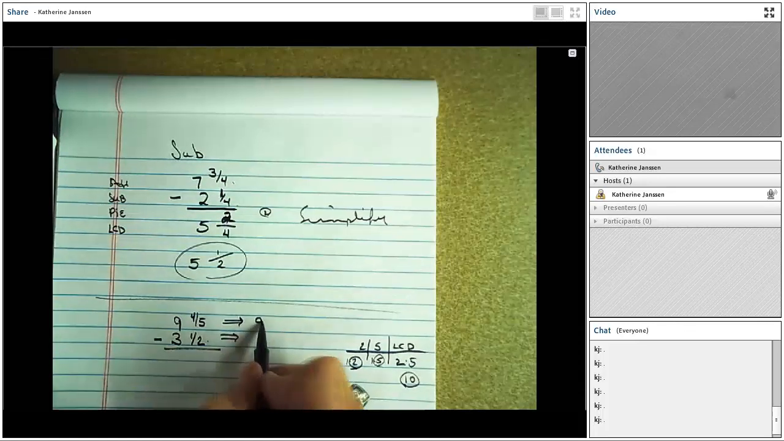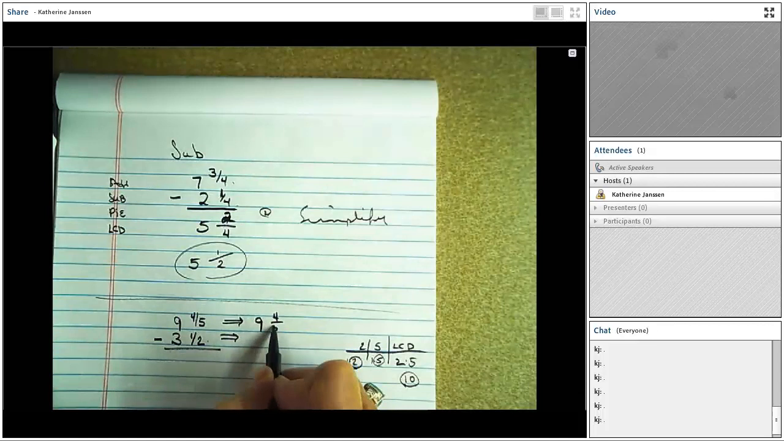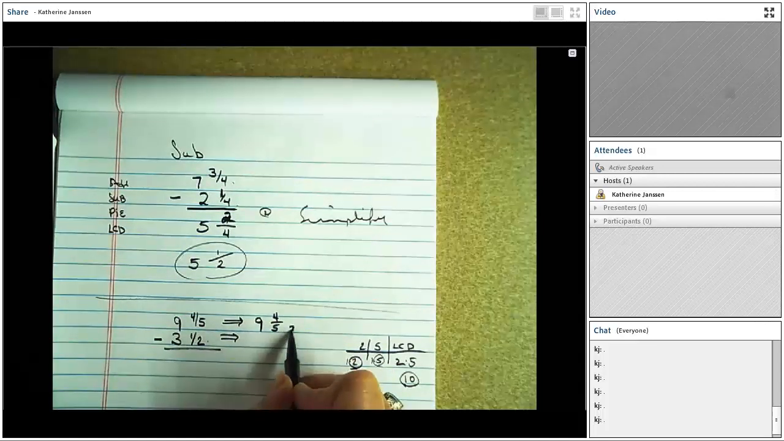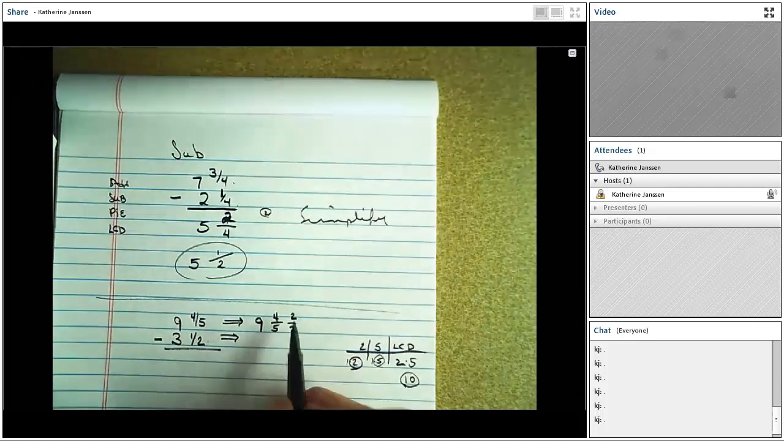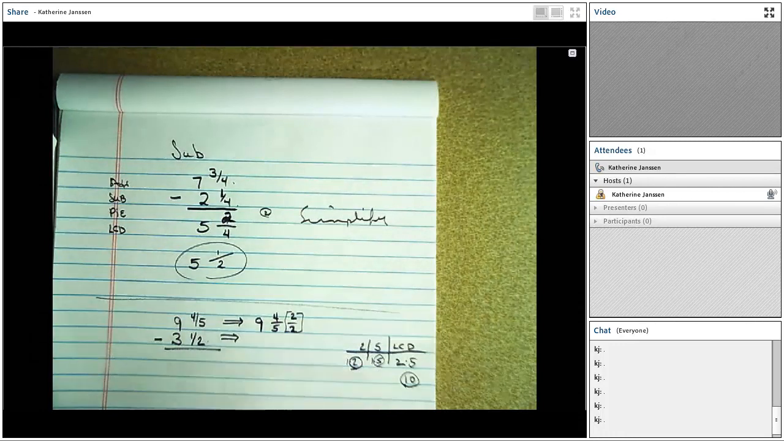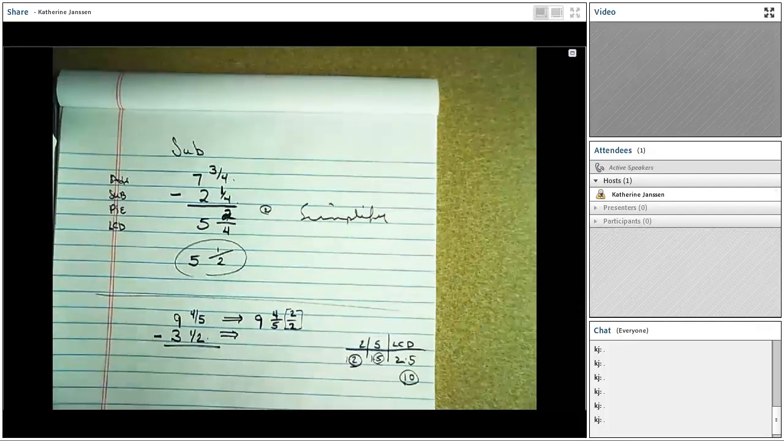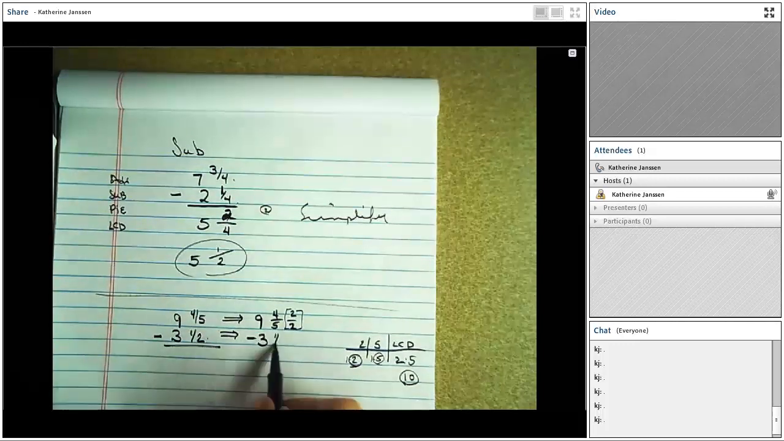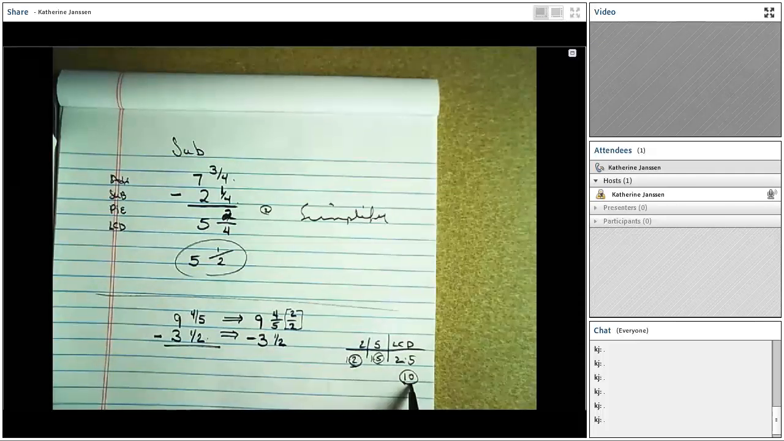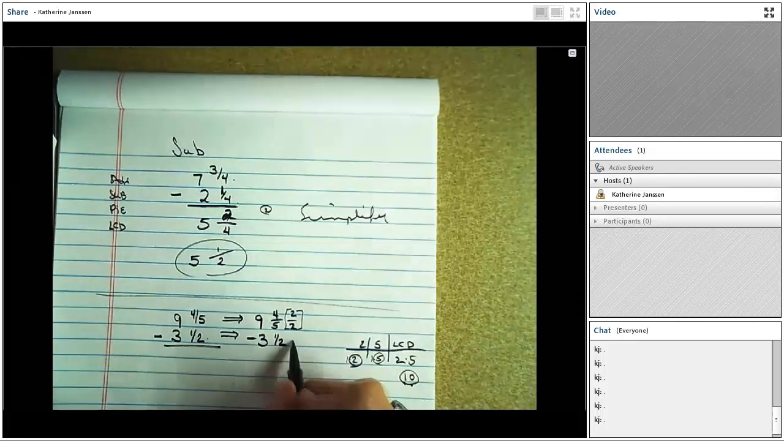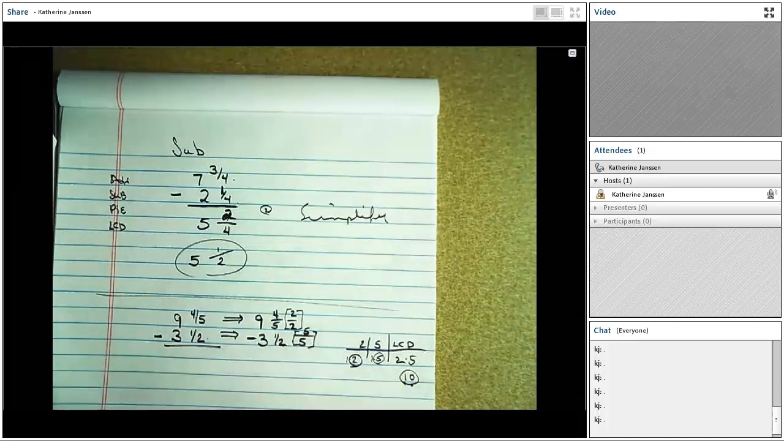So converting 4/5 to tenths, 5 times 2 is 10. So I'll multiply the numerator by 2 as another name for 1. And subtract 3 and 1/2, but I'm looking to convert halves to its equivalent in tenths, so that's going to be times 5, and I'll multiply the numerator by 5 as another name for 1.